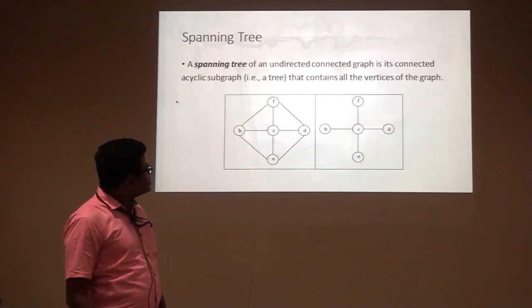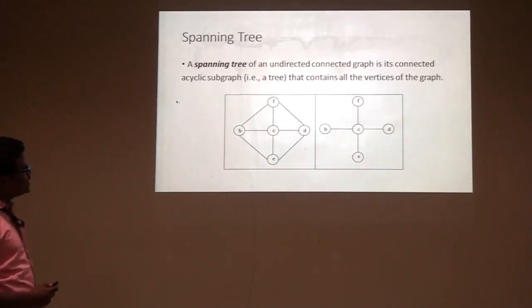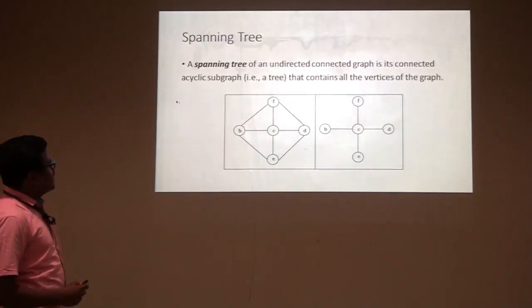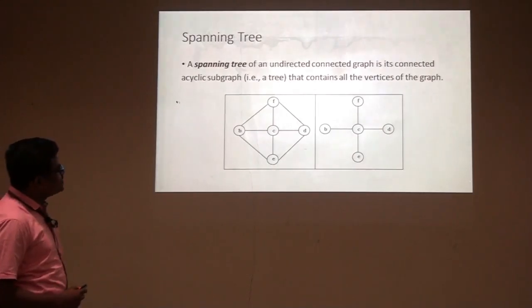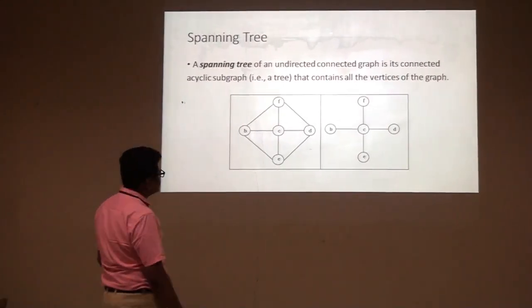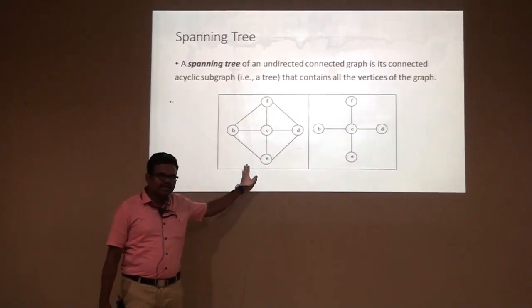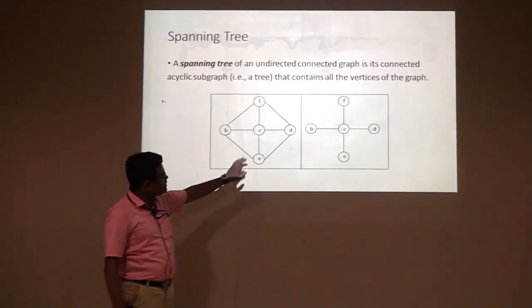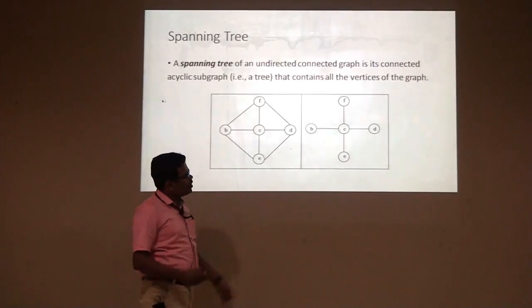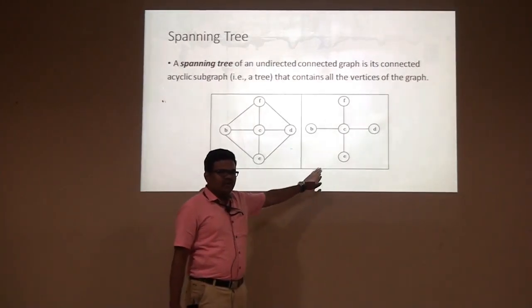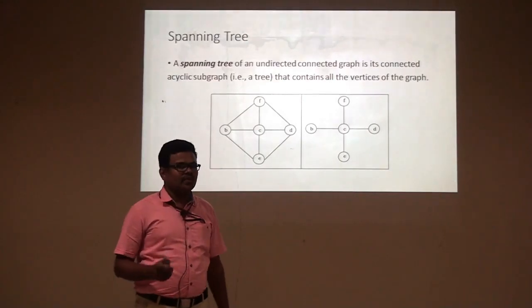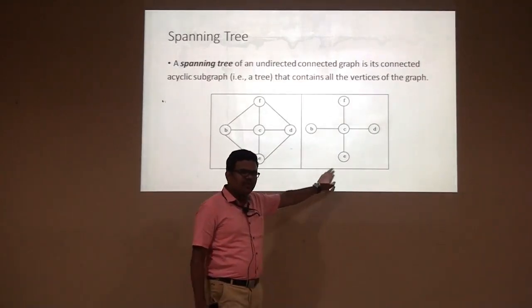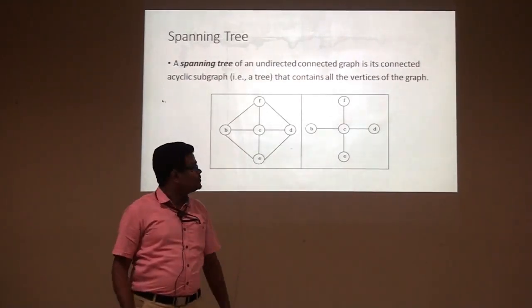A spanning tree of an undirected connected graph is a non-cyclic subgraph, a tree, that contains all the vertices of the graph. For the spanning tree we have a connected, undirected graph which may have cycles. From this graph we form a tree where we visit all the nodes at least one time. That is the spanning tree, which does not form a cycle. Without forming a cycle, we form a graph.